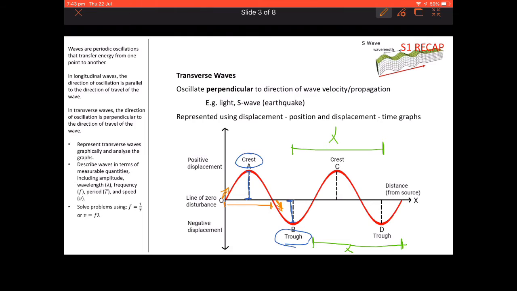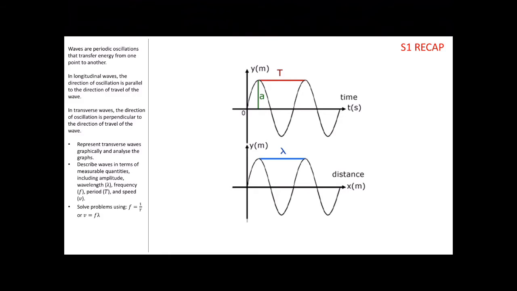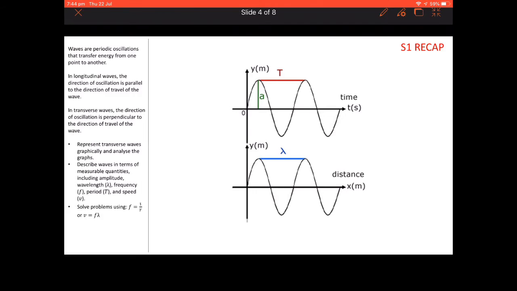Now this graph doesn't really show us the period because it's a displacement position graph. So we'll move on to the next page that does have the period represented here on a displacement time graph. So the period, as you can see, is from the same point on a wave to the next same point, but it's measured in time.